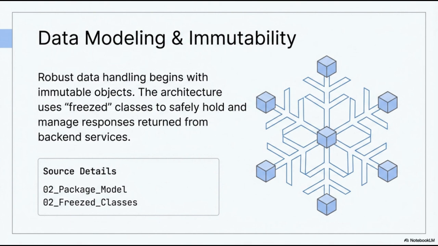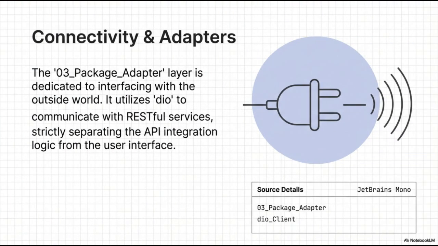For further technical details on this implementation, you may refer to the source files for the package model and freezed classes. Connectivity and adapters are managed through the O3_package adapter layer, which is specifically dedicated to interfacing with external systems. By utilizing the DIO package to communicate with RESTful services, we maintain a strict separation between API integration logic and the user interface.